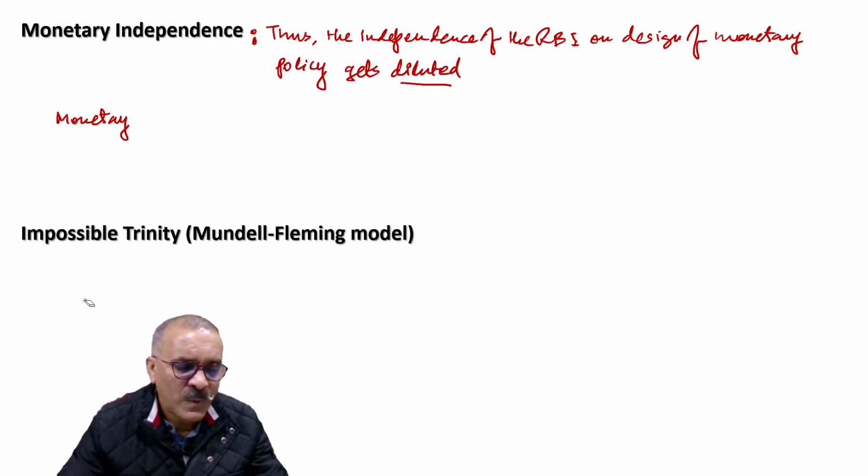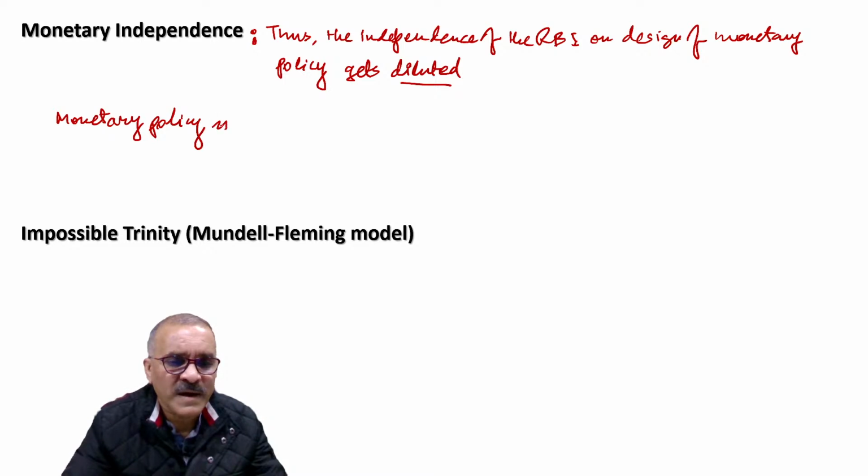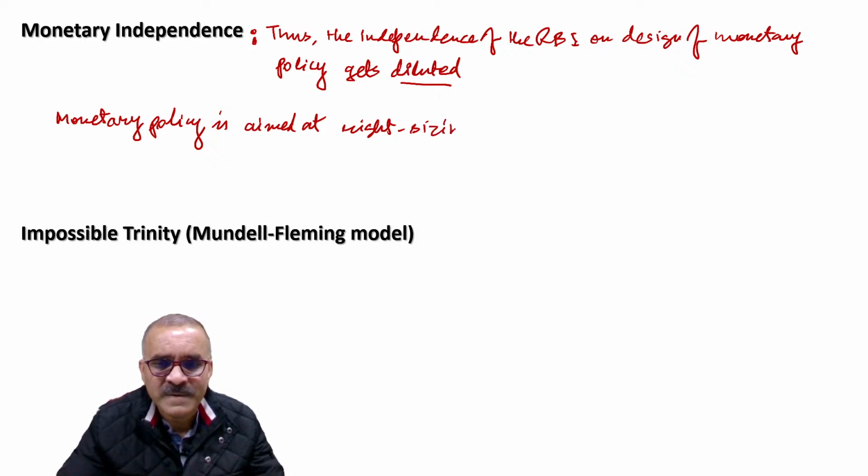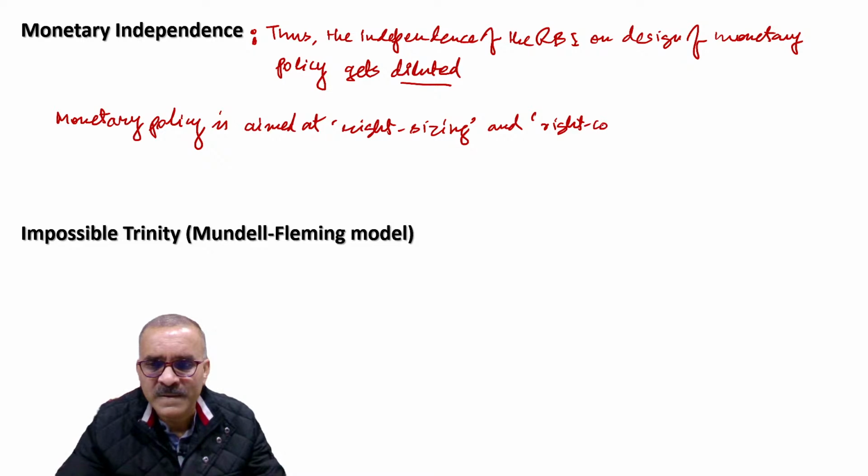In one line, what exactly is a monetary policy? Simply put, monetary policy in one line is aimed at right sizing and right costing of funds in the system, in the economy or financial system.